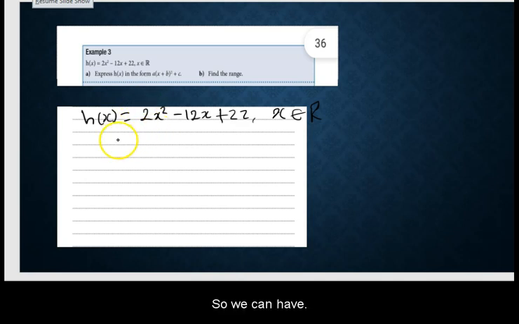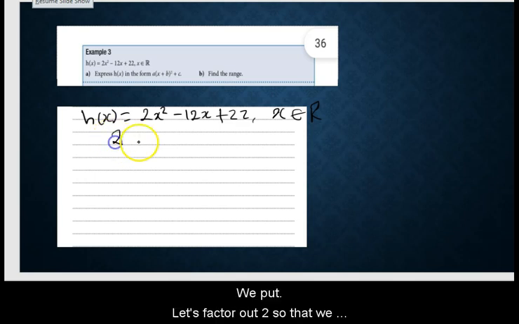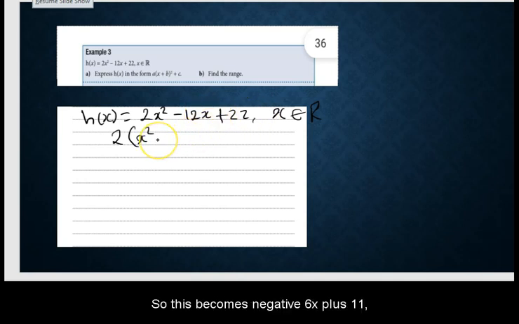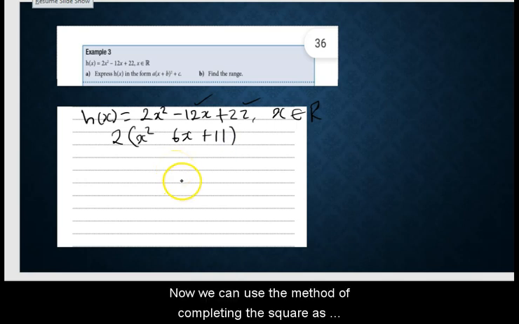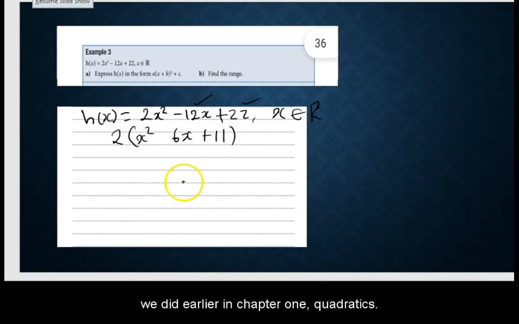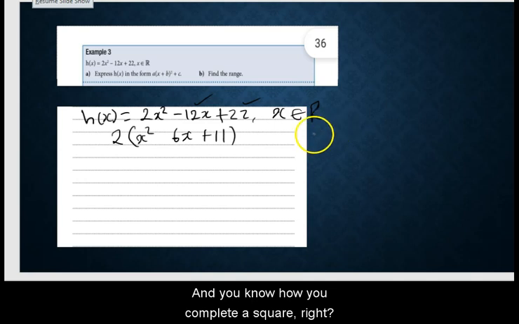So we can have, let's factor out 2 so that we have x squared minus 6x plus 11, because 2 by 11 will give you 22. 2 by negative 6 will give us 12x. So this will be the first step. Now we can use the method of completing the square as we did earlier in chapter 1 quadratics. And you know how you complete a square, right?